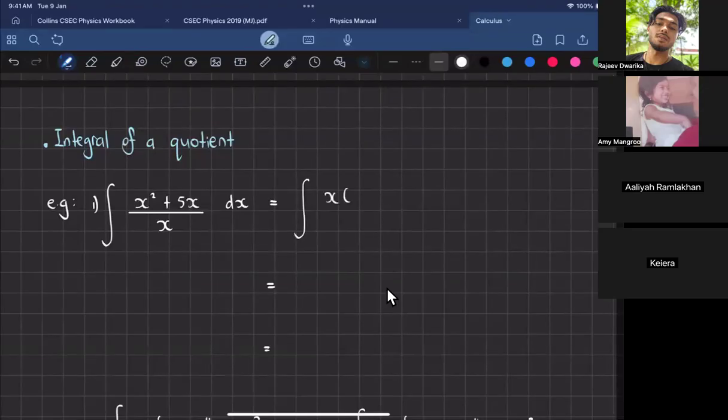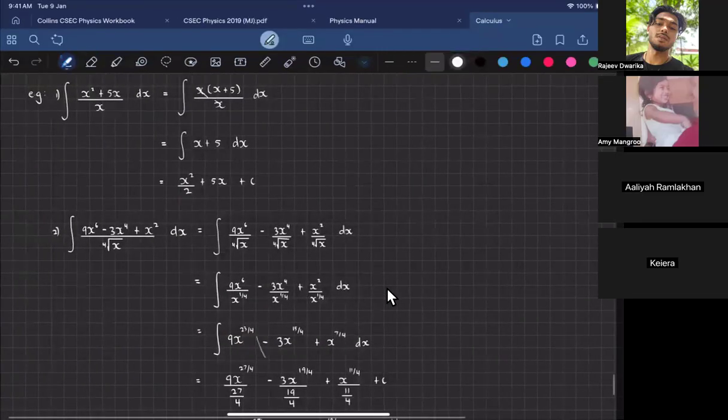So factor out the x plus 5 all over x. We're going to remain with the integral of x plus 5, and you should know how to integrate that. Easy peasy, lemon squeezy. How are we going to integrate that? x squared over 2 plus 5x plus c. Yeah, awesome. I'd like you to try this question now.